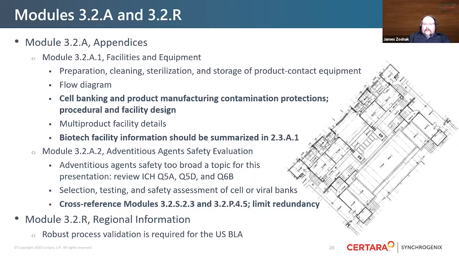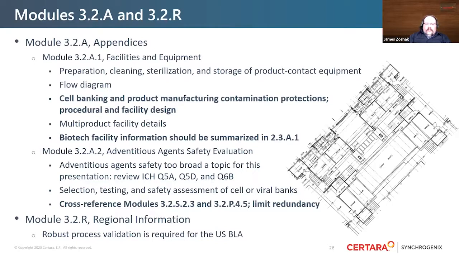And also remember that the summary of this facility information, don't copy it all into Module 2, but the summary of this facility information should be in Module 2, because again, the agency wants to see that right up front and center. They want to make sure that you are on point with this.